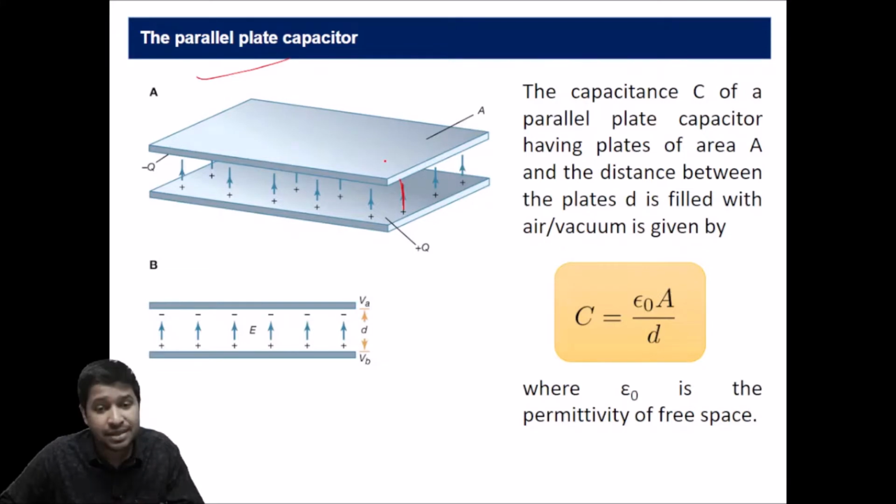Now the capacitance of this particular setup called the parallel plate capacitor is given by epsilon naught A by D, where A is the area of each plate and D is the distance between them, and epsilon naught is called the permittivity of free space. So that means more the area we have of the parallel plates, more is the capacitance, and less the distance between the plates, more is the capacitance.